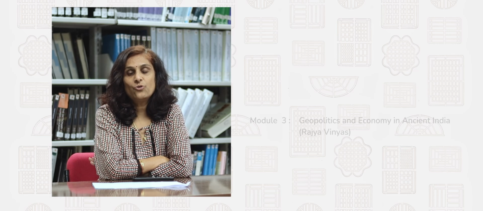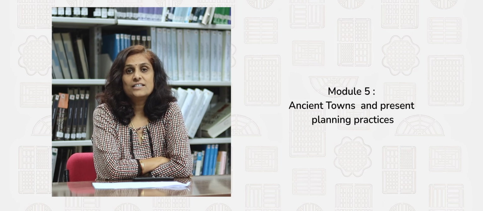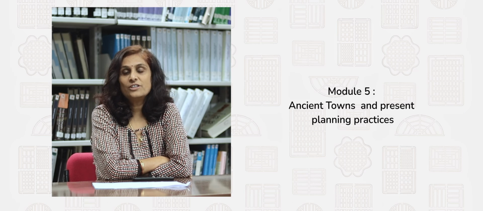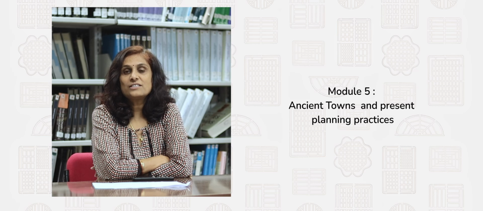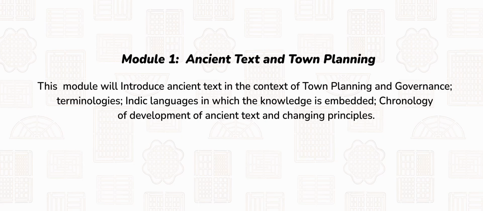For all these 4 units would be culminating in the 5th unit, where we are going to compare what the earlier cities were on the basis of the religious or political importance or for the trade importance, and try to see how they are performing today and try to understand how those principles, if any, are relevant in the present day context. Module 1: Ancient Text and Town Planning.